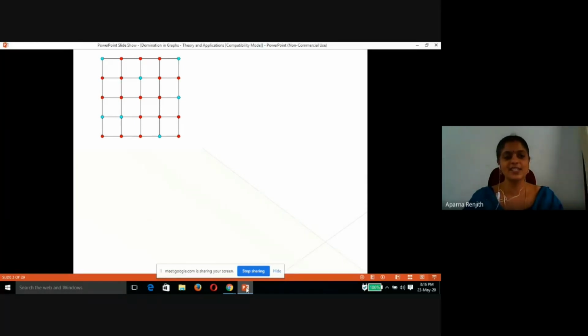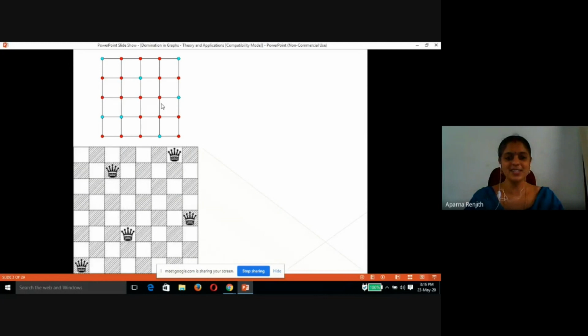Every vertex which is colored red is adjacent to a vertex which is colored blue. Say, if you take this red vertex, it is adjacent to this blue vertex. Like that, you can check for each of the red vertices, it will have a blue neighbor. So every red vertex is adjacent to a blue vertex. Therefore, this collection of all blue vertices gives a dominating set of this 5 by 5 grid.